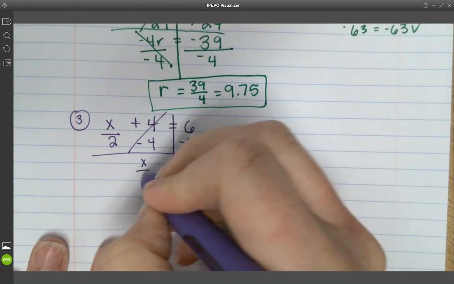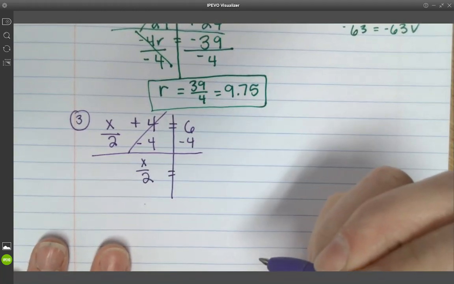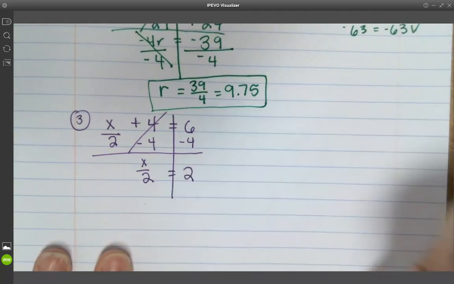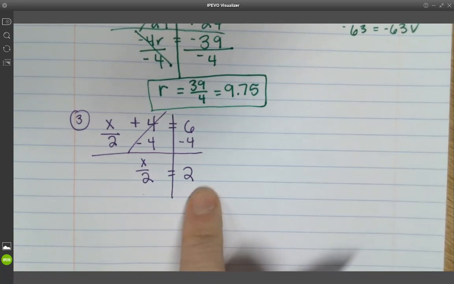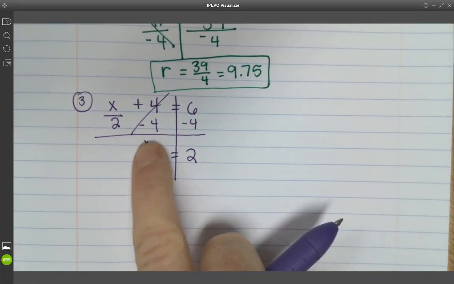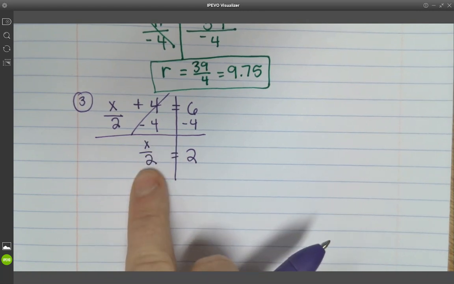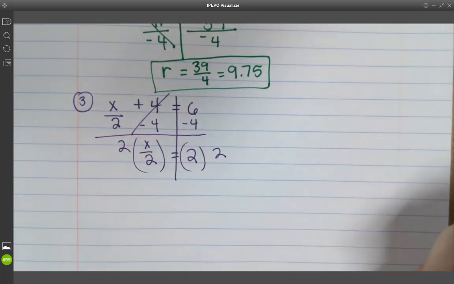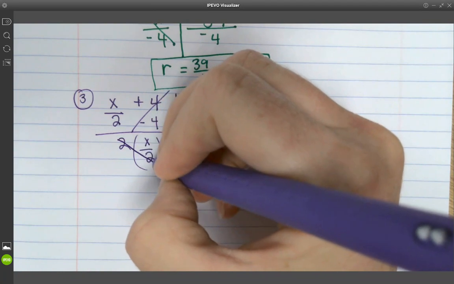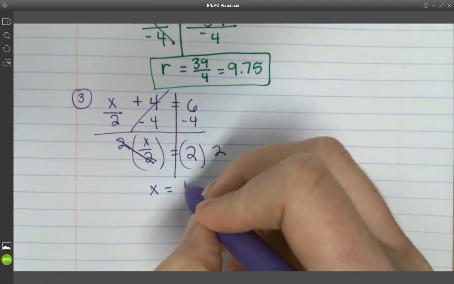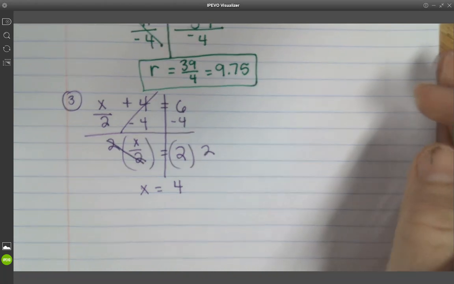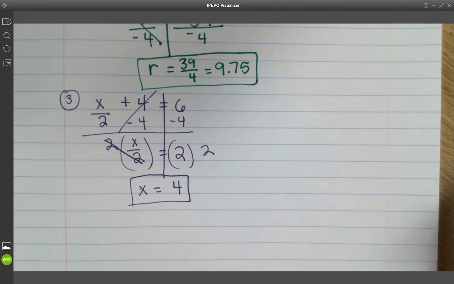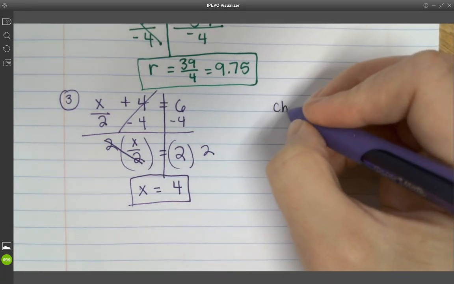So we still have x over 2 equals 6 minus 4. What's that? 2. And now it goes back to a problem we've seen on a bell ringer. x divided by 2 equals 2. How do we get rid of the divide by 2? Multiply both sides by 2. Mark it out, and we get x equals 4. Okay, so we need to check it.